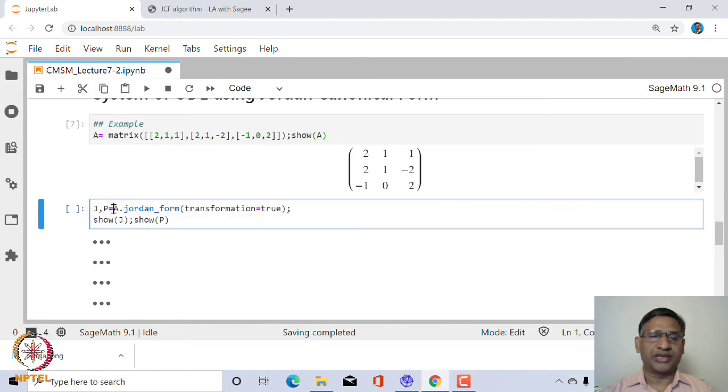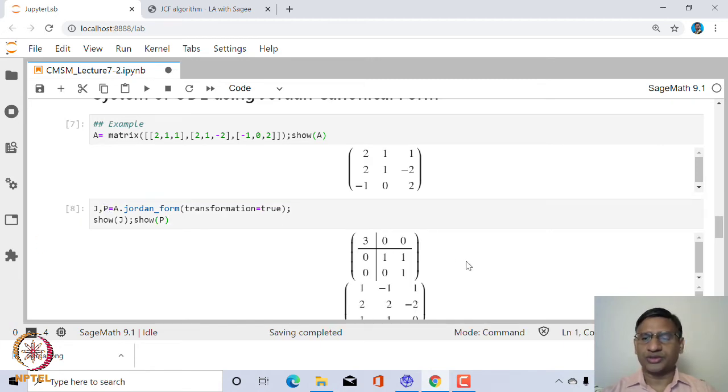So there is an inbuilt method called A.jordan_form, and you need to mention the option transformation equals true. So it will give you two matrices. One is J, which is the Jordan canonical form, the Jordan matrix, and P, the matrix which converts A into this Jordan form. This will be a matrix of a kind of Jordan basis. Okay, so let us ask it to show what we have got.